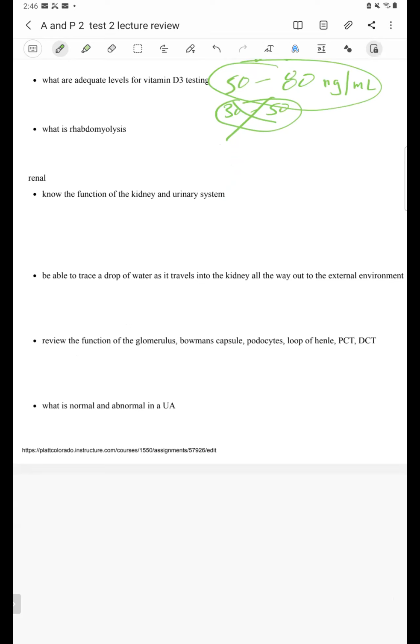Rhabdomyolysis is a condition where the muscles are breaking down, an abnormal breakdown of muscle tissue, and it releases abnormal proteins into the blood. Is that the myoglobins? And then that can damage the kidneys.